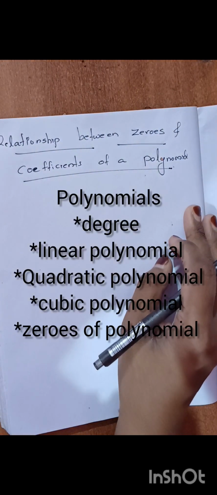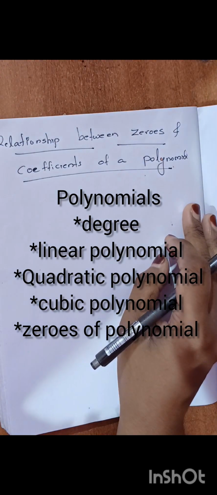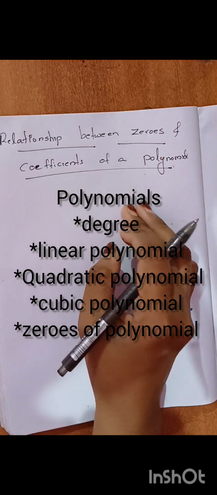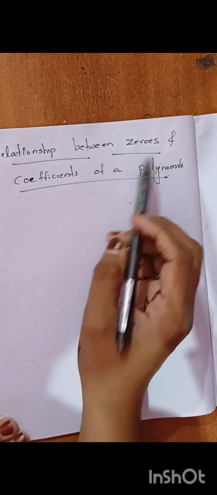In the previous class we have discussed the chapter polynomials and the terms regarding it, that is the degree, linear polynomial, quadratic polynomial and cubic polynomial, and also we have discussed the zeros of the polynomial. The next section we are going to study is the relationship between zeros and coefficients of a polynomial.